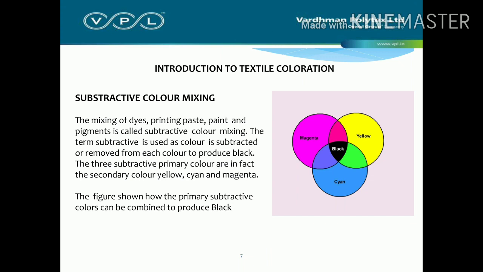Now the subtractive color mixing. The mixing of dyes, printing paste, paint and pigment is called subtractive color mixing. The term subtractive is used as color is subtracted or removed from each color to produce black. The three subtractive primary colors are in fact the secondary colors: yellow, cyan and magenta. The figure shows how the primary subtractive colors can be combined to produce black.